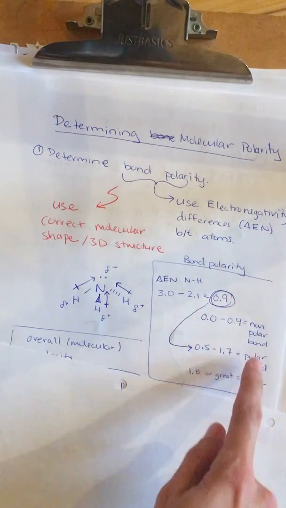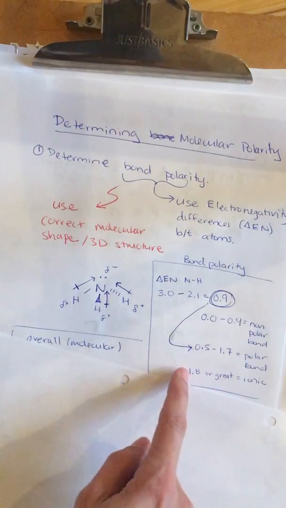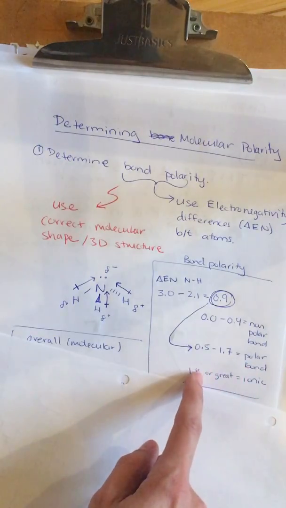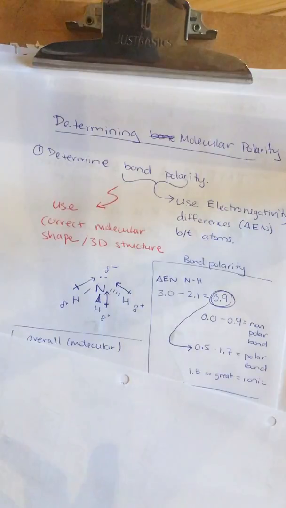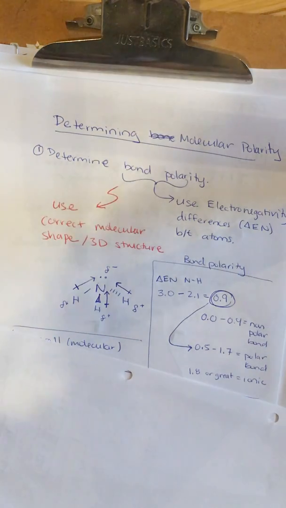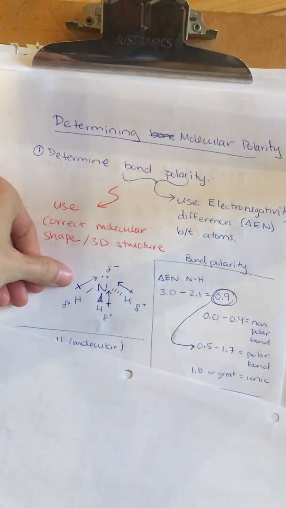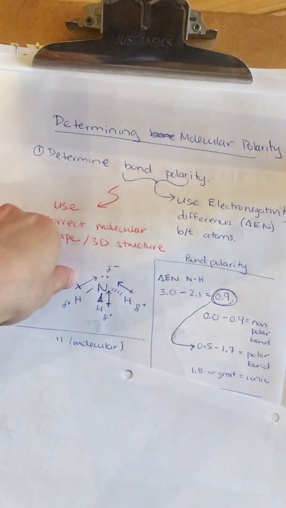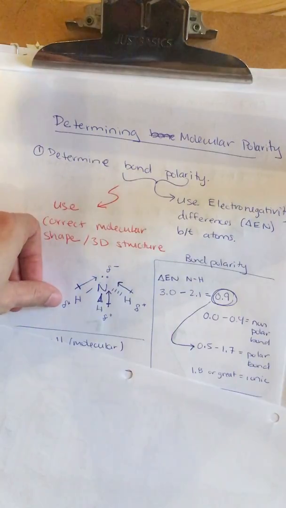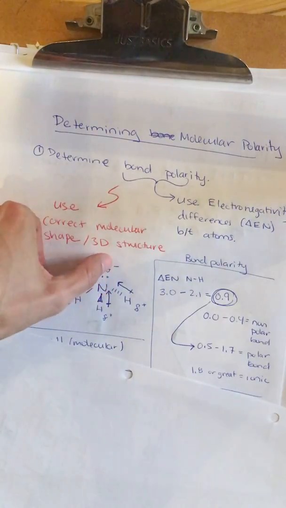Now again, these ranges are guidelines. Sometimes you'll see some polar bonds that are above 1.7, like hydrogen and fluorine. But in this example, we are squarely in the polar bond region. So because each of these bonds are polar, we can draw dipole moments for them, and we show them by these arrows. We can also depict them as a delta plus and a delta negative.